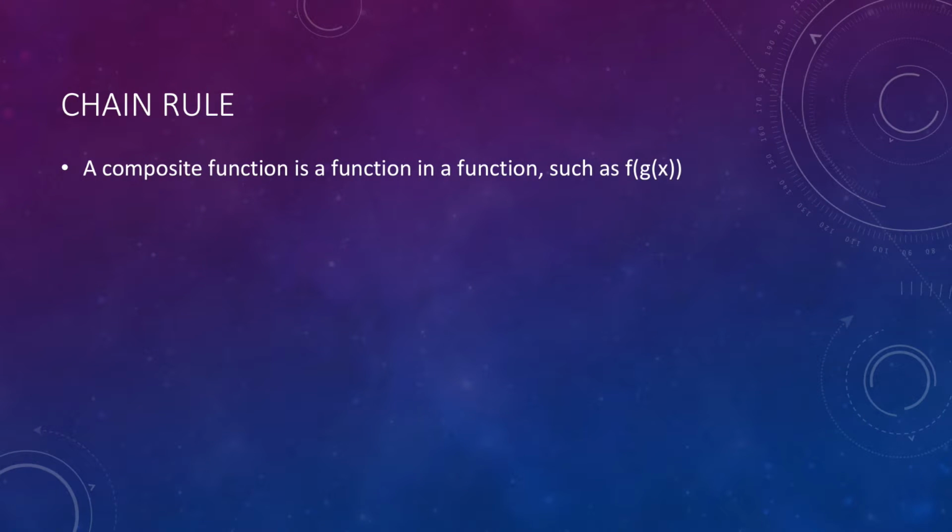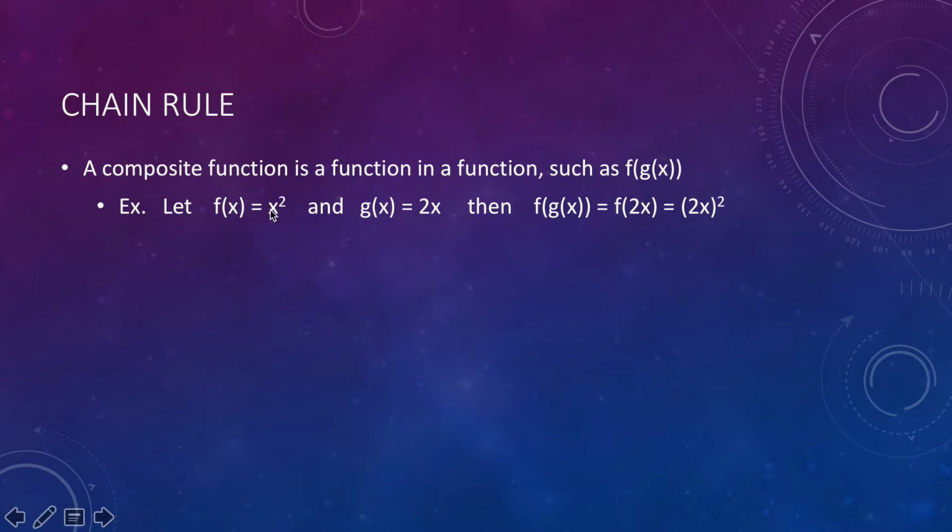The chain rule is actually a bit complicated, and it's very important that you get this. So let's say that you have a composite function, right? And a composite function is a function in a function, such as f of g of x. For example, let's say that f of x equals x squared, g of x equals 2x. If I were to ask you what is f of g of x, then you just plug in whatever value you have for g of x, which is 2x in this case. You take everywhere in f of x where you see an x, and you replace it with what's inside the parentheses. So that becomes 2x squared.